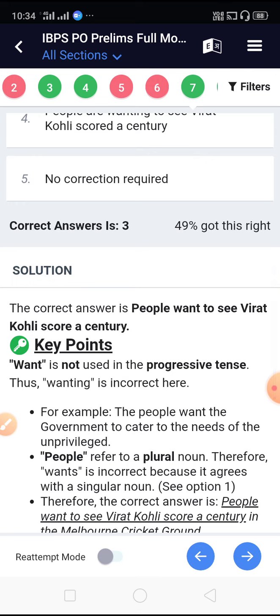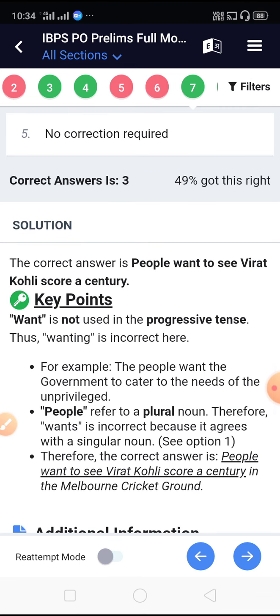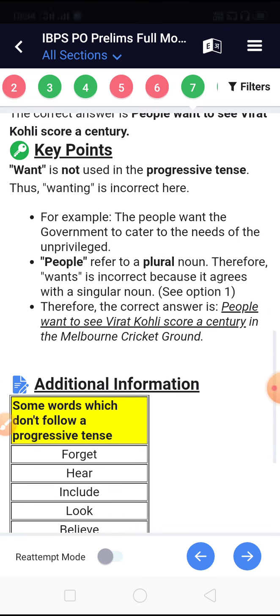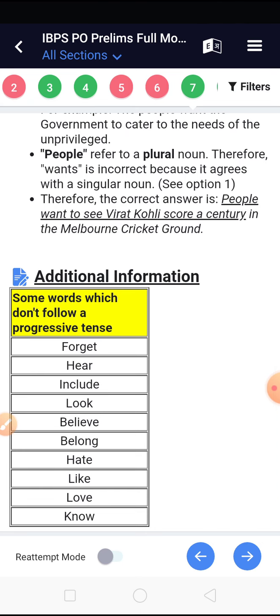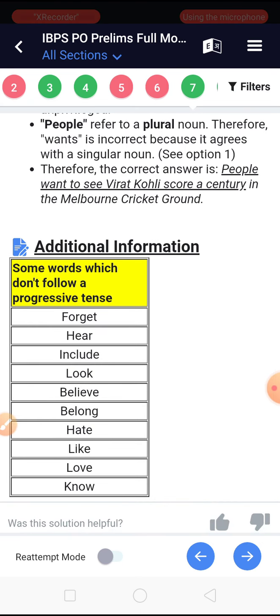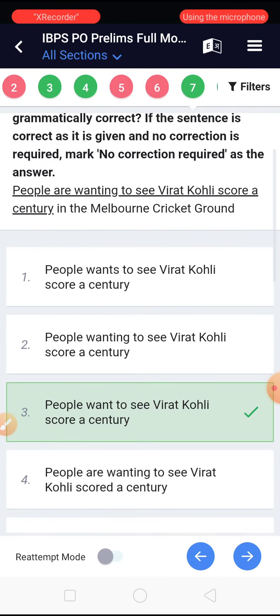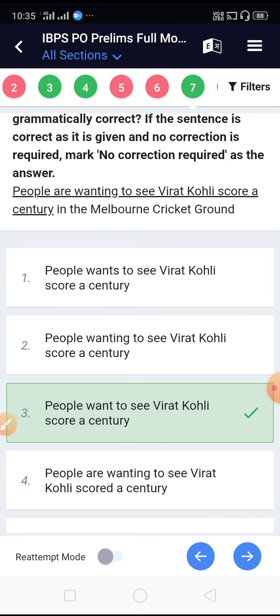"Want" does not use the progressive tense, so "are wanting" is incorrect here. For example, people want the government to cater to the needs of the underprivileged. The plural noun takes "want", which is correct. Some verbs don't take the progressive tense, such as forget, look, like, love, know. People want to see Virat Kohli score a century. C will be correct.